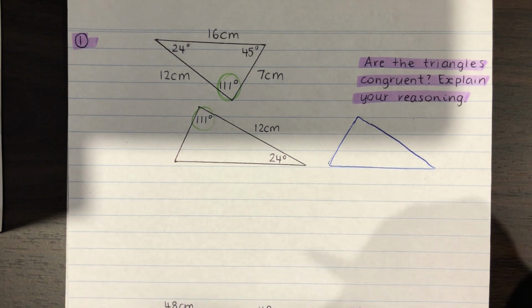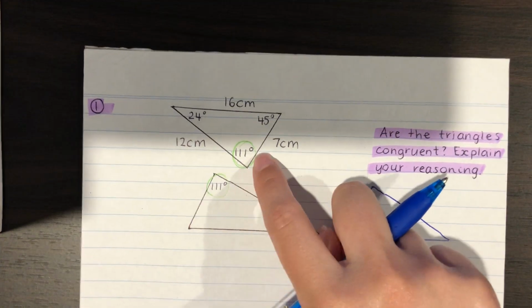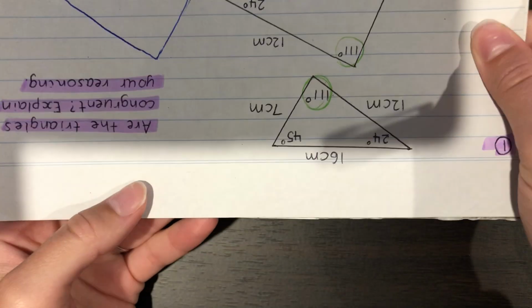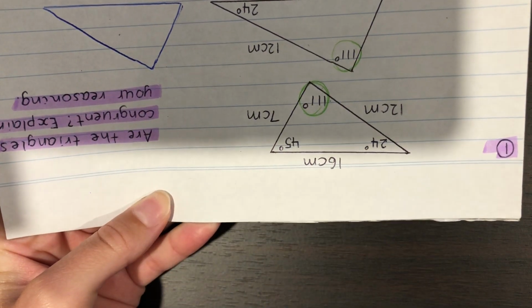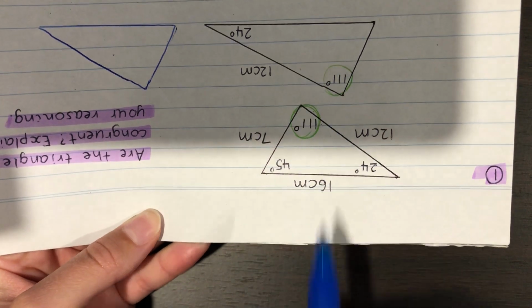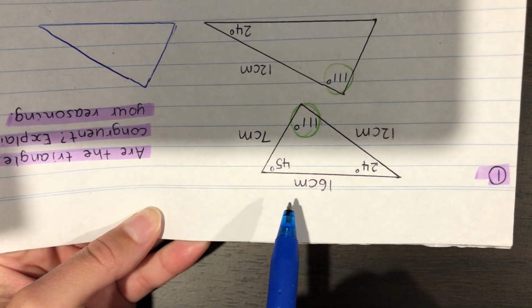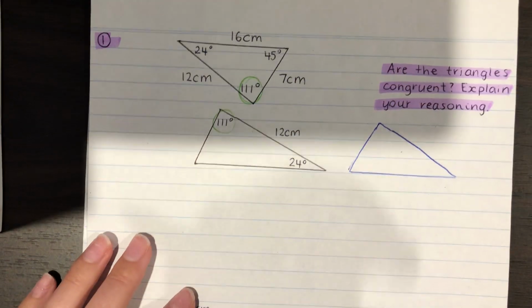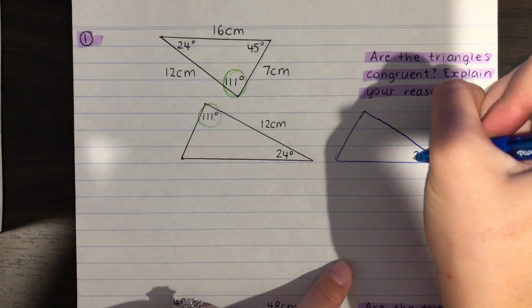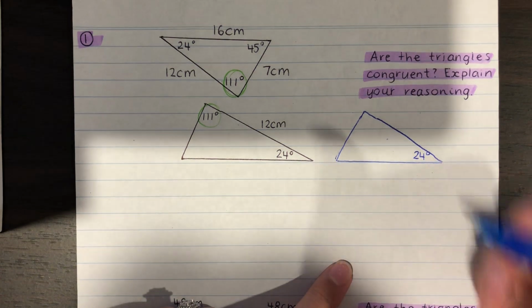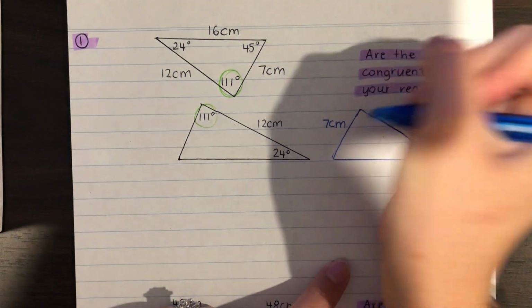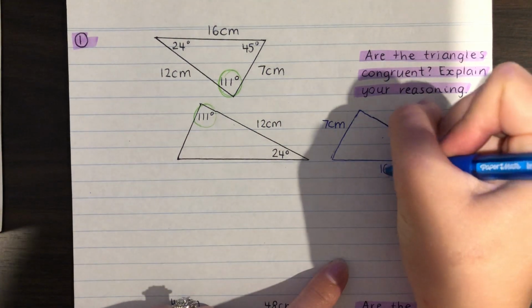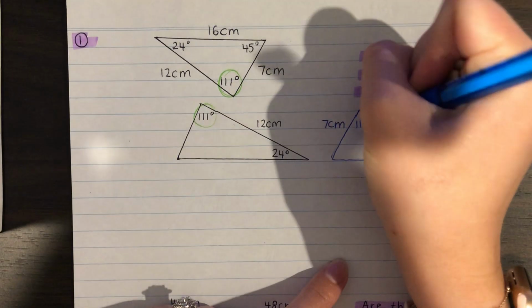Like so. Now you need to imagine that you're taking this and flipping it to be the other way around. So you want this triangle here to end up looking like that. This is how it's going to be redrawn over here to match this triangle that's already facing that way. So basically we're redrawing this like this. The 24 degrees ends up being here. The 12 centimeters ends up being there. The 7 centimeters ends up being there. The 16 down here, and then the 111 up the top.